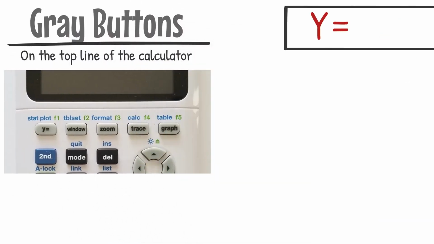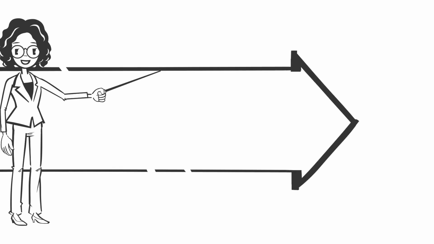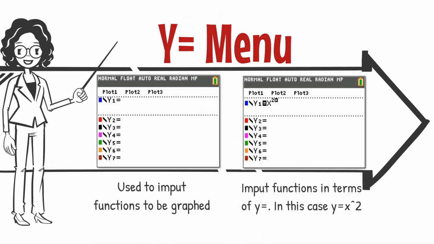Next, we'll talk about the gray keys at the top of the calculator. There are 5 gray keys. The first gray key is the y equals key. This key brings you to the y equals menu, where you usually input formulas to be graphed. You can input up to 10 equations to be graphed at the same time. Right now, I'll place x squared using the x button found in the second row down, second key into y1 to give you an example.